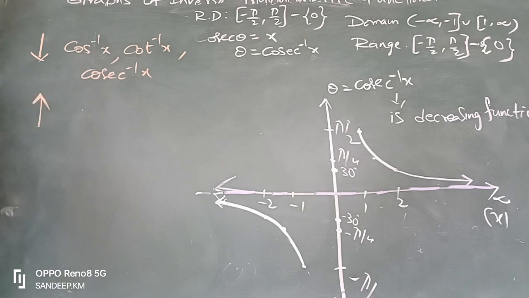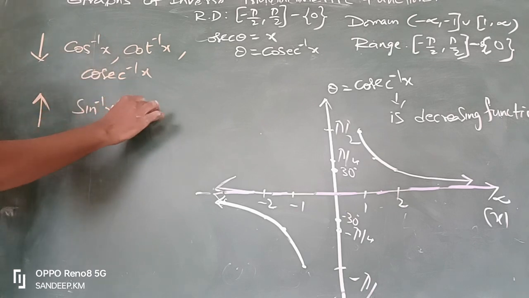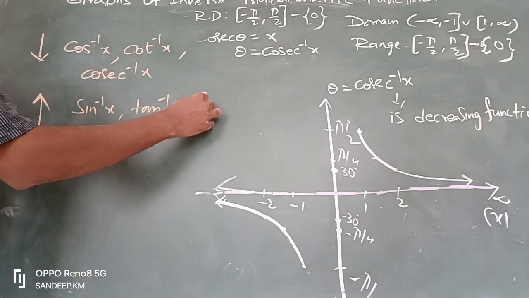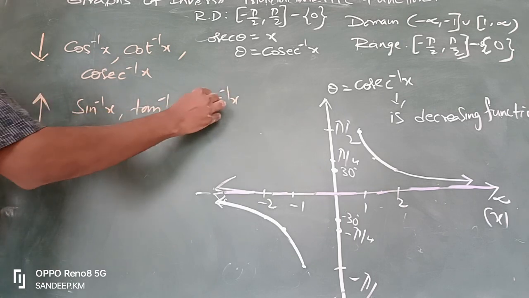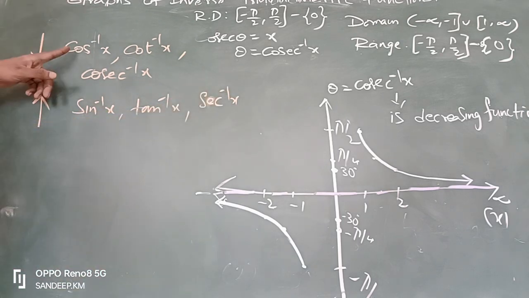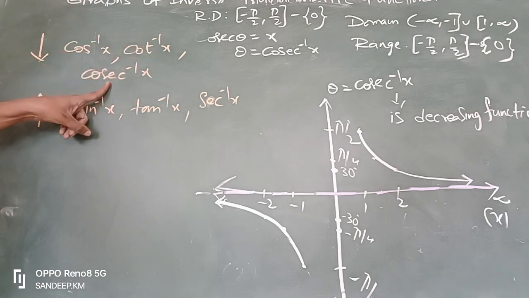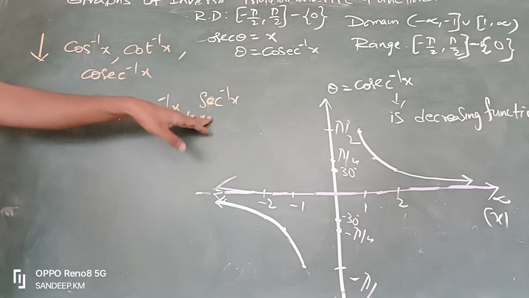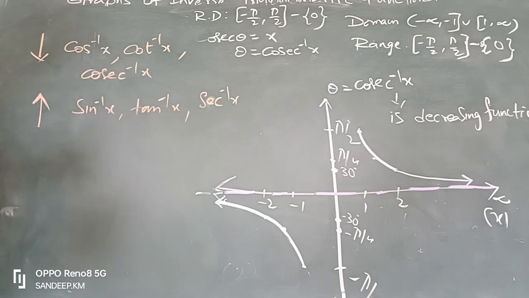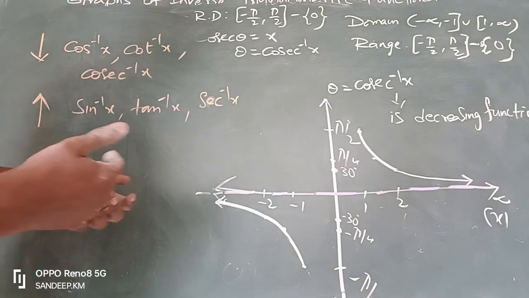Next, who are the increasing functions? As input increases, output increases. They are the ones that remain: sin inverse x, tan inverse x, and secant inverse x. These three are increasing functions, whereas the ones starting with the letter C, cos inverse x, cot inverse x, and cosec inverse x, are decreasing functions. Why do we have to remember this? You will understand when I derive the upcoming formulae of inverse trigonometry.